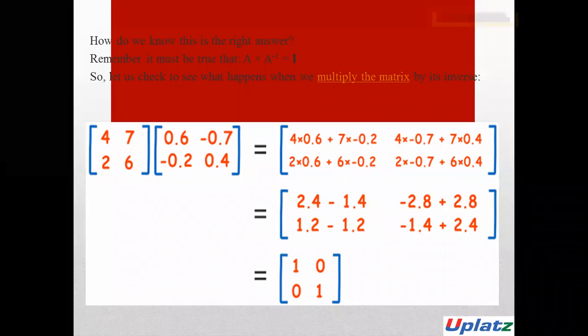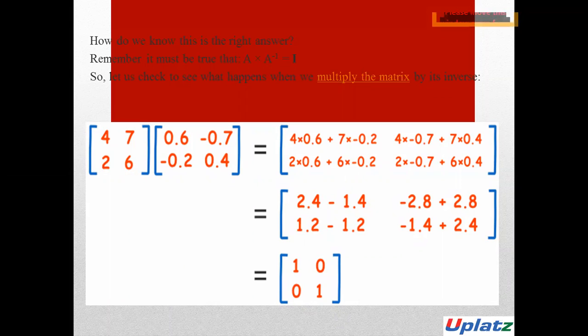So the next thing, how do we know that it is the right answer? How do we know it's the inverse of that matrix? So next, what we should do, we know that anything multiplied by its inverse will be the number itself. So we have the matrix and we have its inverse. If we multiply the matrix and its inverse, it should be equal to the identity matrix. Okay, so let's see if we get the identity matrix by multiplying the matrix and its inverse.